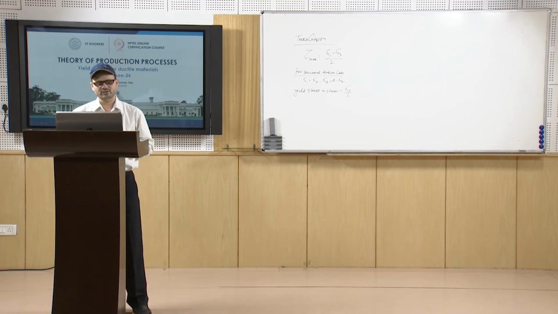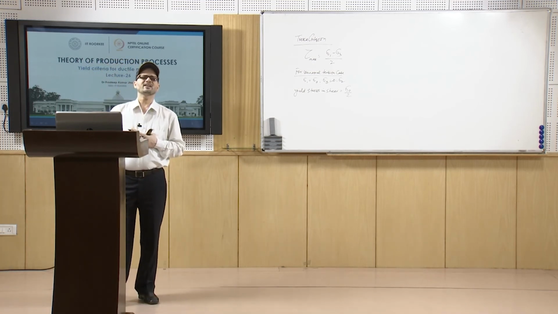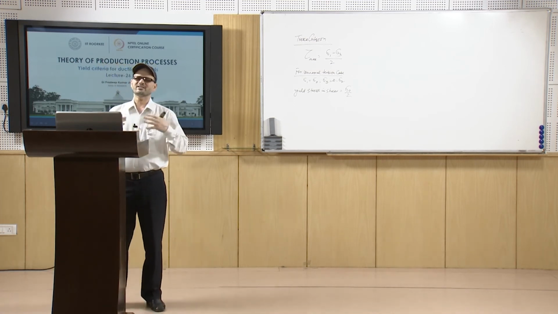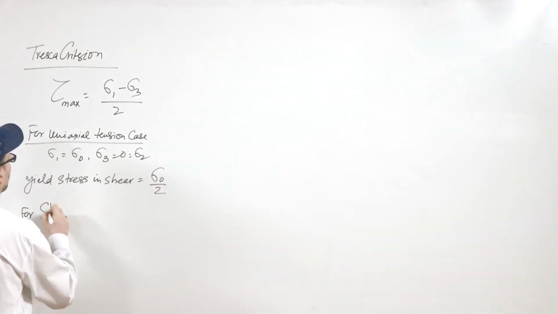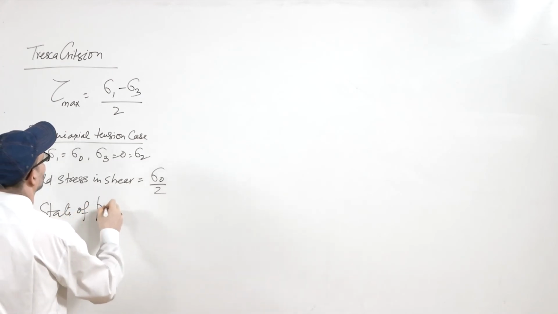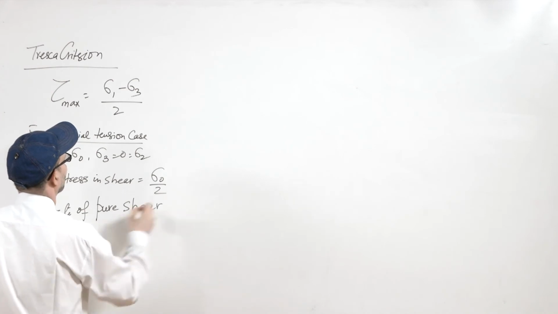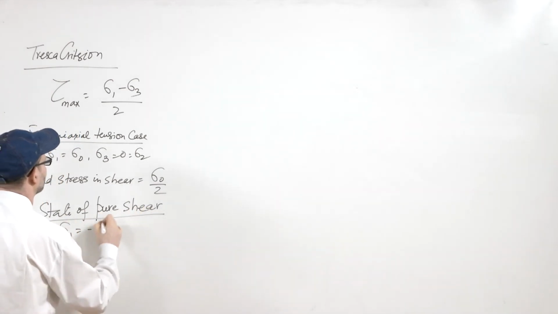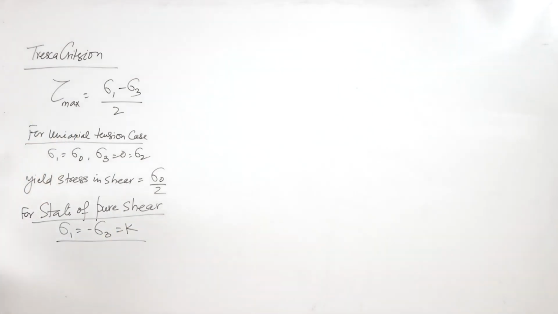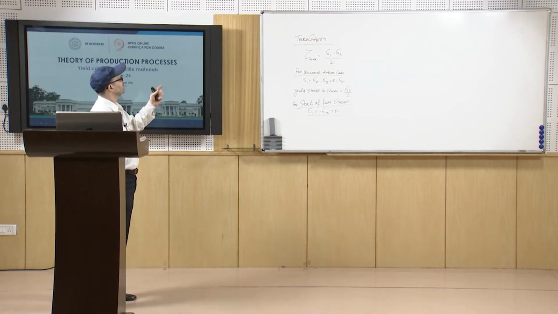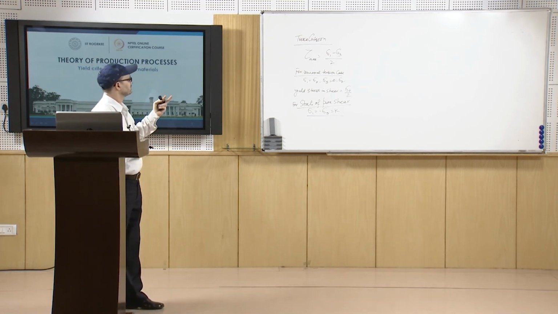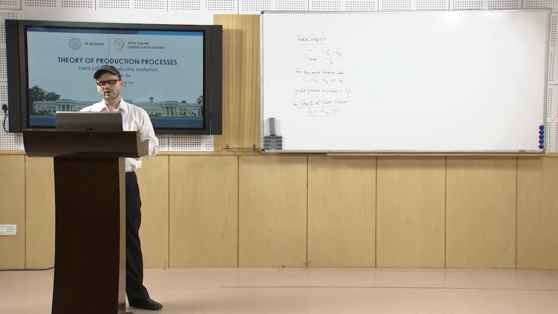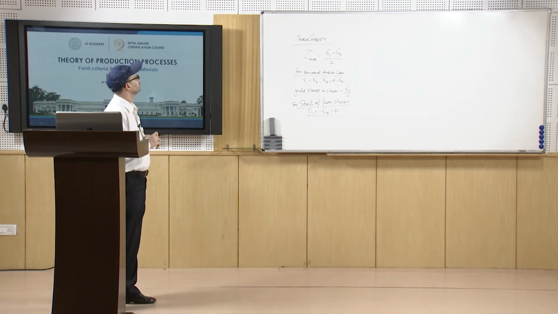Now, if we take the state of pure shear, again sigma 1 is minus sigma 3, equal to k. What will happen in this case? Sigma 1 minus sigma 3 will be equal to 2k, and 2k by 2 will be equal to sigma naught. So, you get k equal to sigma naught by 2.